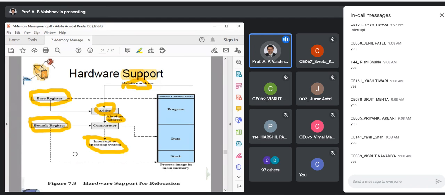Otherwise, what you have is the absolute address. That is the actual location you are looking for, and that is how you will be able to fetch your data. How the mapping occurs is called address translation. And why is it known as hardware support? Can anyone tell me why we require hardware support for address translation?